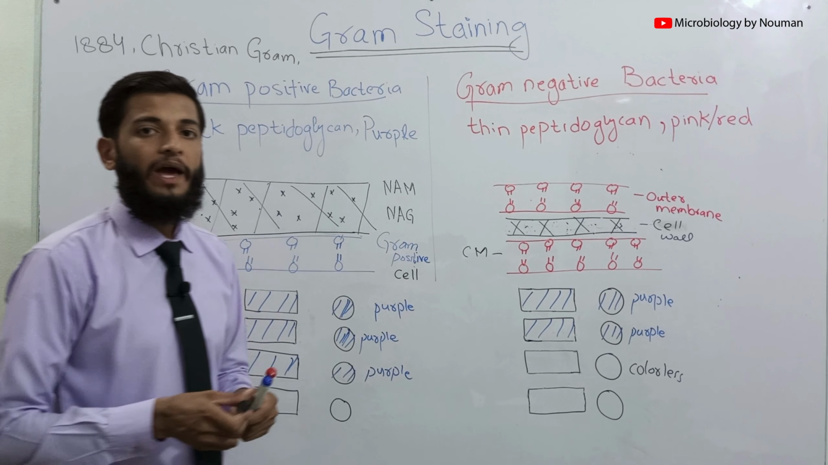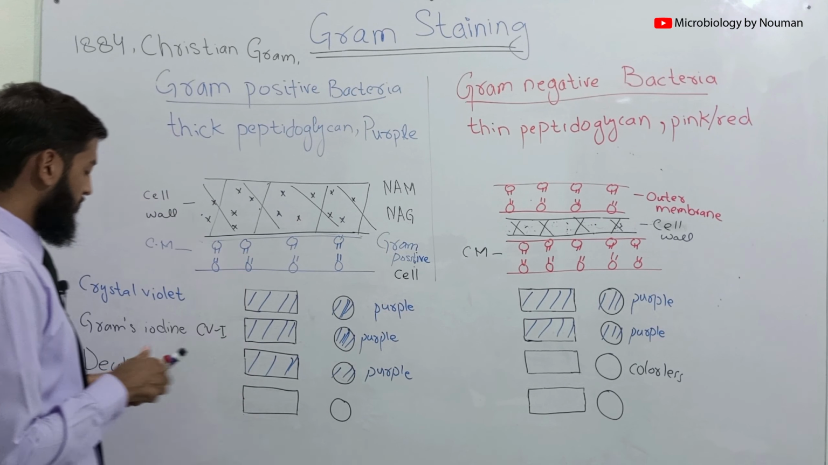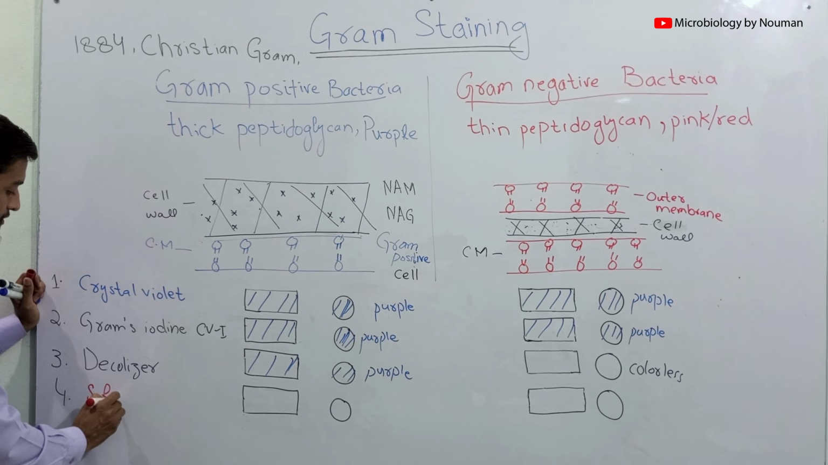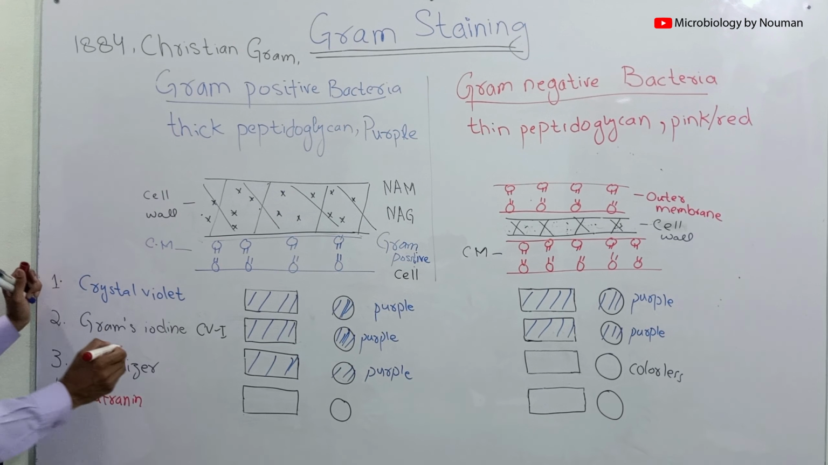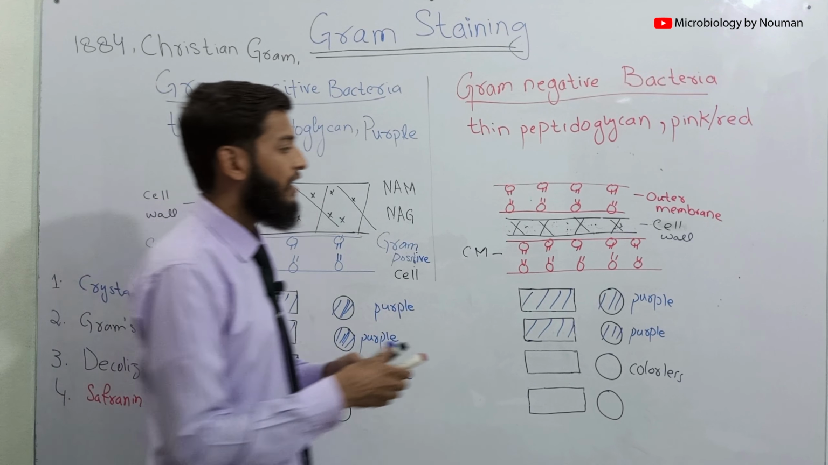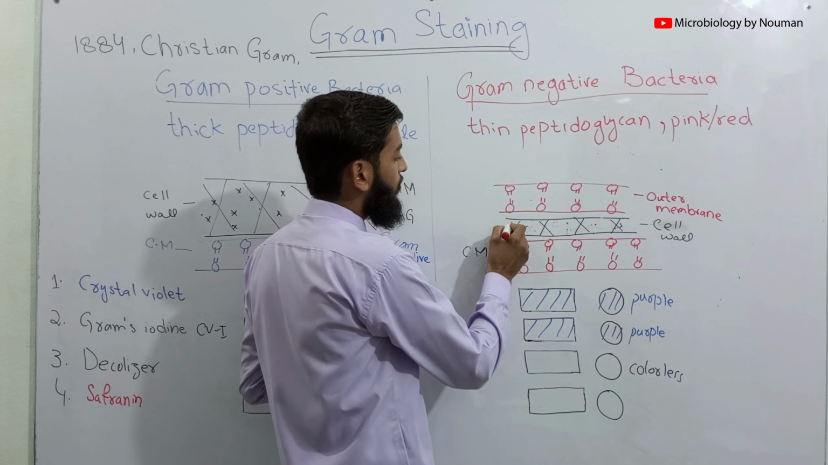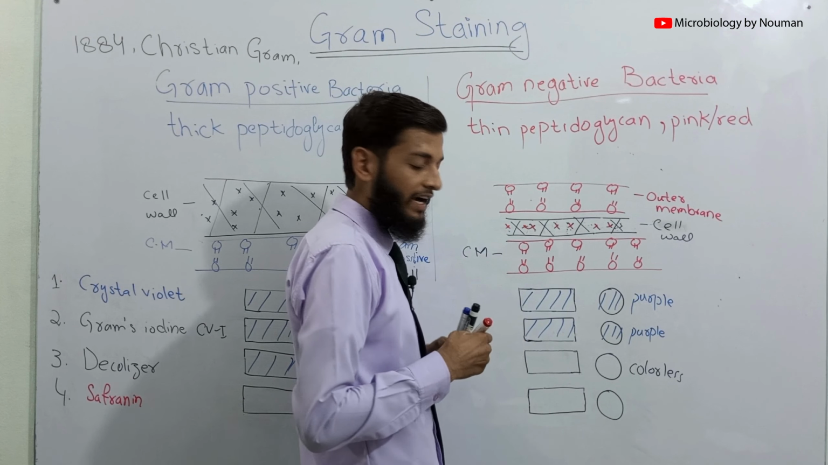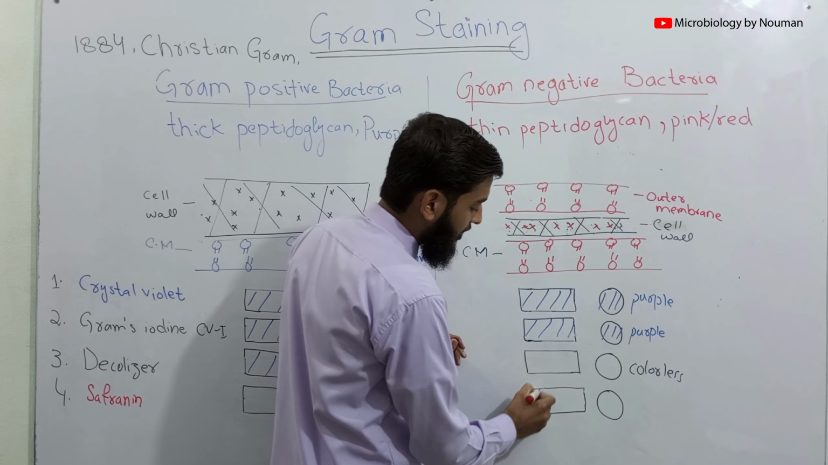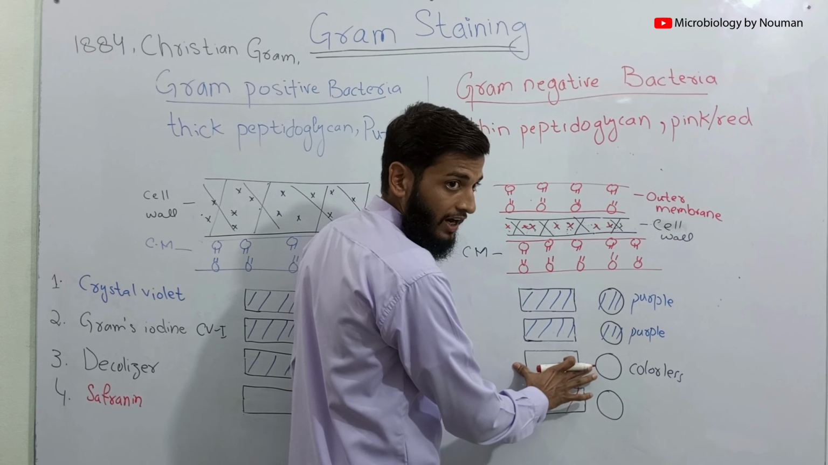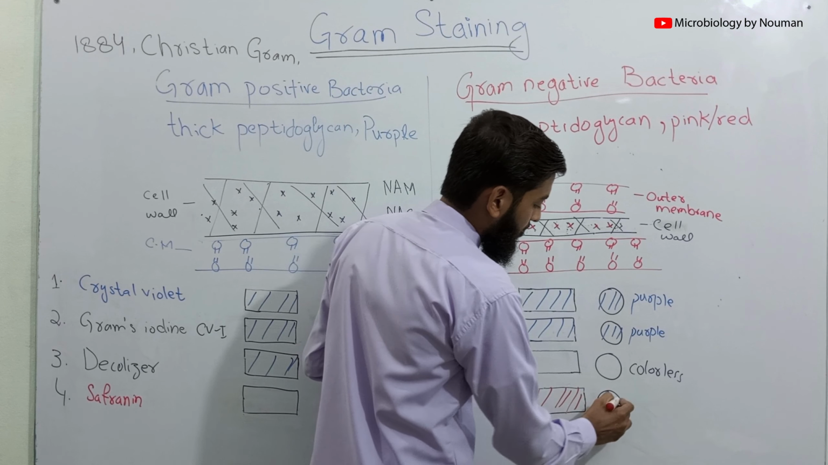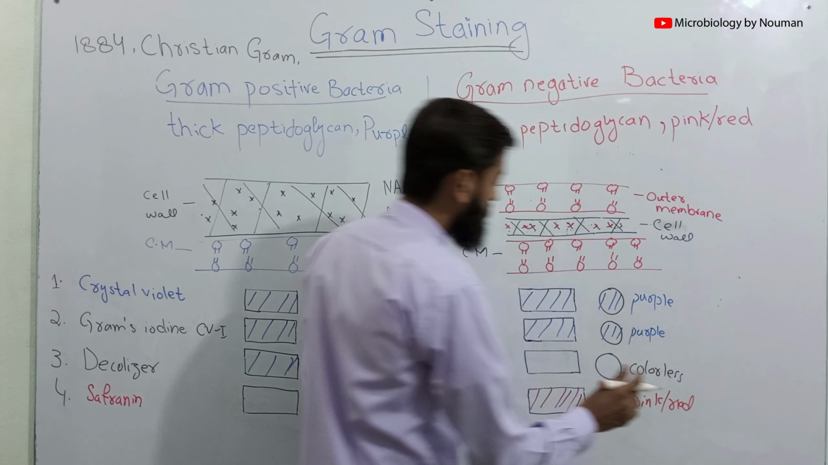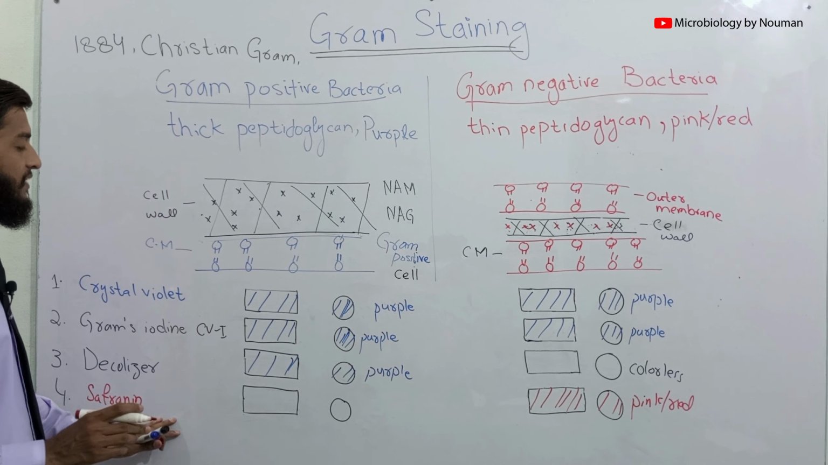In the fourth step of gram staining, we will apply a stain known as safranine. This safranine will enter the gram-negative bacterial cell wall and color these gram-negative bacteria as pink or red in color. So gram-negative bacteria that was colorless due to decolorization will now appear as pink or red in color due to this stain known as safranine.